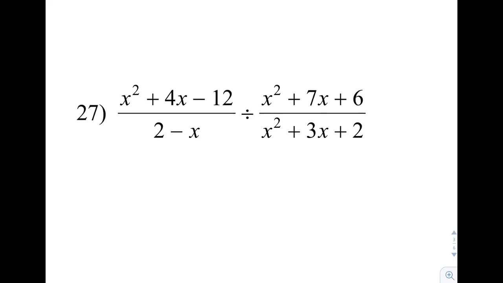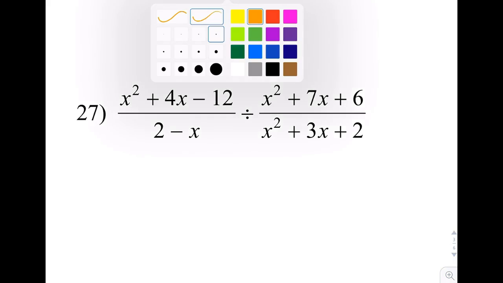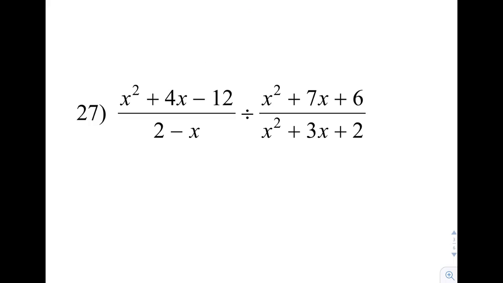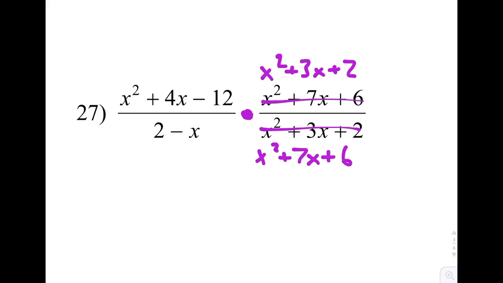Final example here, it's not factored. I'm going to go through this one quickly just so you can see the process but not dwell on it too much. I'm going to rewrite this as a multiplication problem since it's a division problem. So I'm going to change that to multiplication. I'm going to rewrite right above x squared plus 3x plus 2 and x squared plus 7x plus 6. I'm just rewriting what I had and flipping the order because when we turn division into multiplication, we flip the second fraction and multiply by the reciprocal.